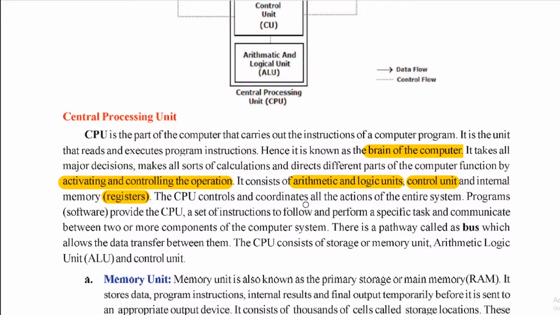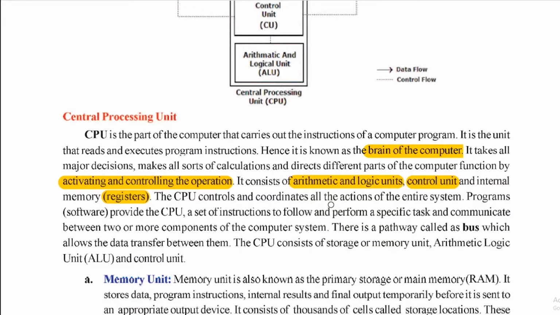The CPU controls and coordinates all the actions of the entire system. It is like a director, it monitors everything, the flow of data and the processing of the data, accepting and fetching data from memory and doing calculations, sending all the instructions, activating, asking input devices to send data. After the calculation is over, the result is generated and sent to the secondary memory.